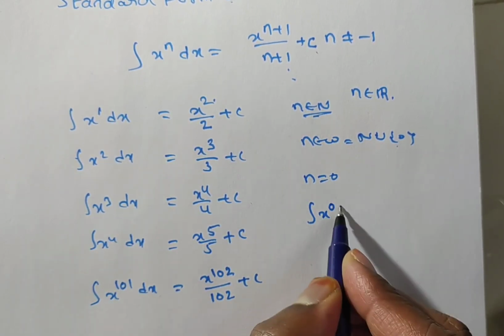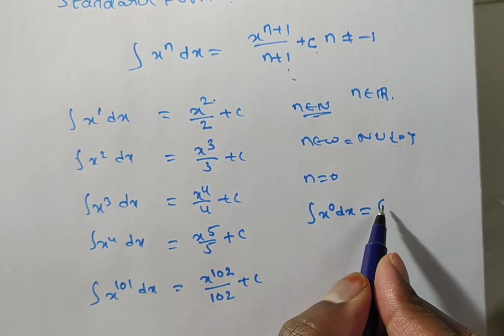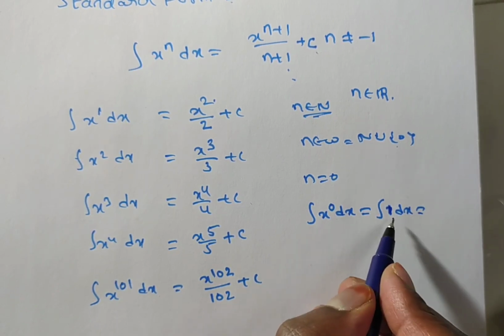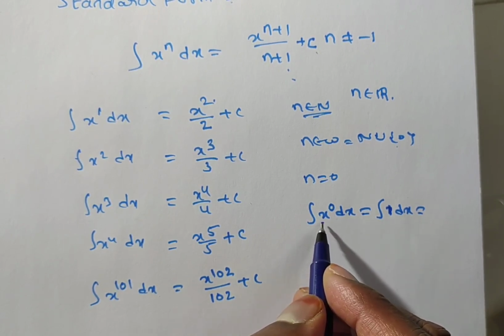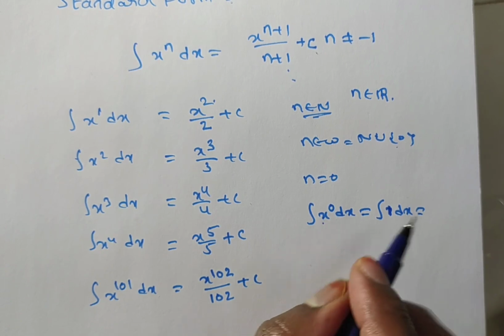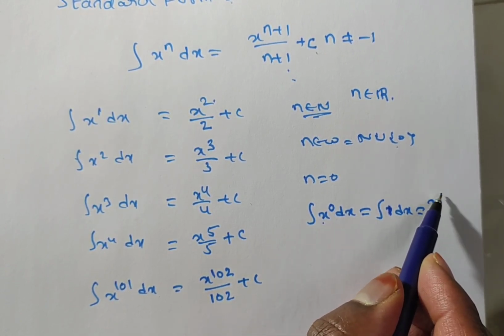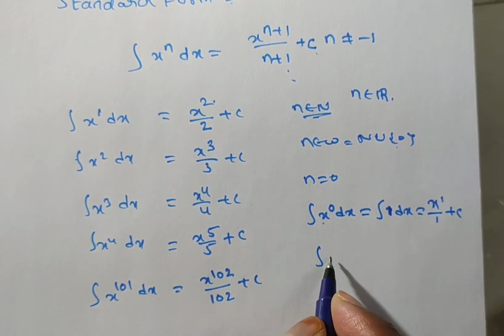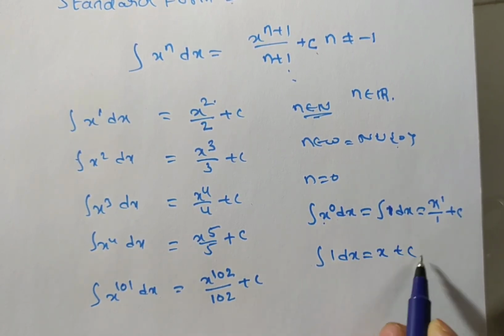x to the power of 0 dx. x power 0 is nothing but 1, so x power 0 dx is only 1 dx. This is 1 dx, which is nothing but integration of a constant with respect to x. So constant you can write in terms of x power 0, right? What is x power 0 integration? x power 0 plus 1 by 0 plus 1, nothing but x power 1 by 1 plus c, so here 1 dx is equal to x plus c.